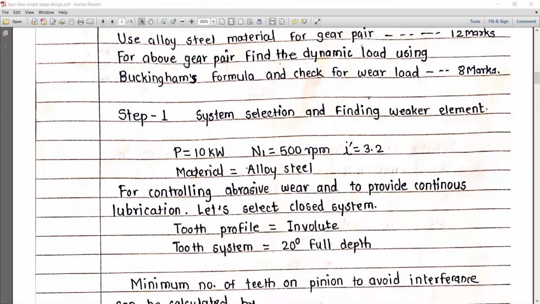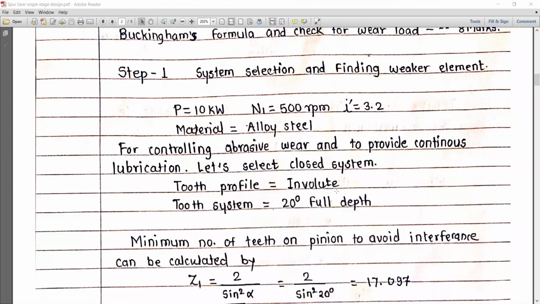The basic first step, in general, is to write down the given parameters or given input data. So first of all, just note it down. P is equal to 10 kilowatt, N1 is equal to 500 RPM, and I dash, it is not the exact transmission ratio, we can find that out. So just note that I dash is equal to 3.2.